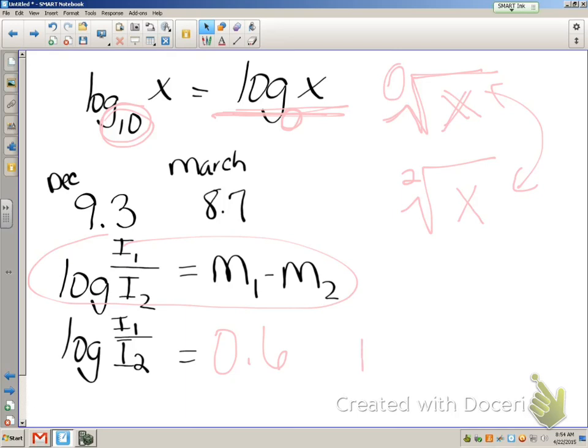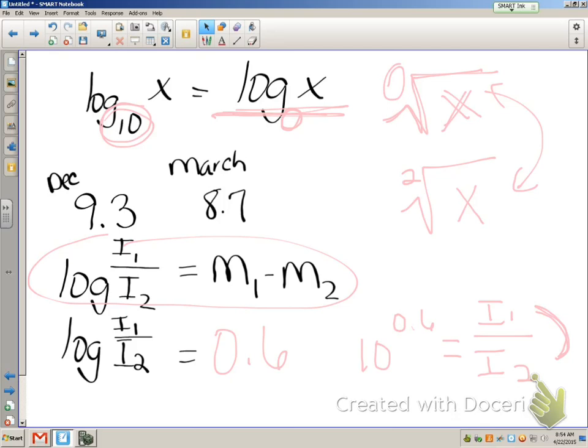I'm going to rewrite it. Log base 10 raised to the 0.6 power equals I1, the intensity level of the first, divided by the intensity level of the second. That intensity level of the first divided by the intensity level of the second is going to give me the difference in the strength. It's going to tell me how many more times intense the first one is compared to the second one.